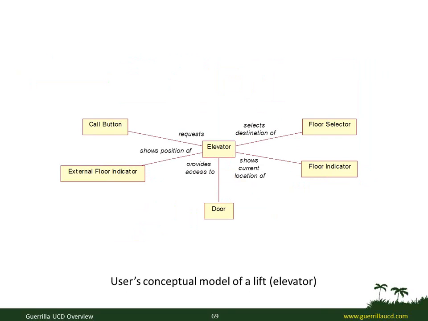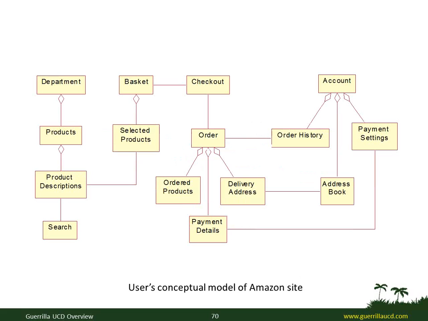It's only got a handful of items on it, a call button, which you'd recognize, a floor selector, which is how you choose where you're going inside the lift, and so forth. So we're talking about just looking at what things in the user interface users need to be aware of and interact with. And this is a similar example.